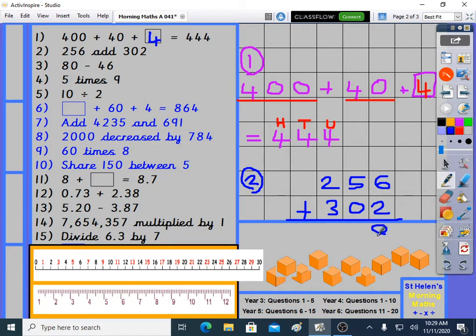6 plus 2 is 8. 5 plus 0 is 5. 2 plus 3 is 5. I went quite fast there, so just checking over it. Plus makes things bigger usually, so 558 is bigger than what we started with. That's question 2. We can move on to question 3.